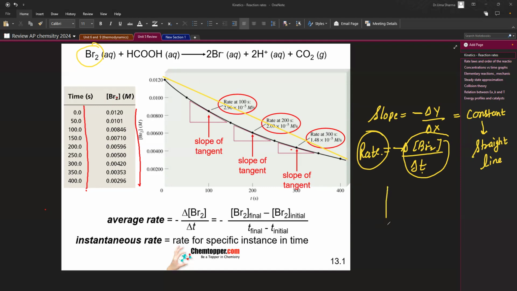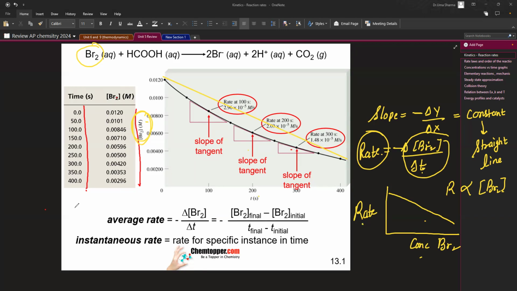If I draw a graph of rate of the reaction, which is this, versus concentration of Br2, the graph will go like this. Now I'm getting a straight line, because rate is directly proportional to the concentration of Br2. This is a different graph, children. This one is concentration versus time, and this one is rate versus concentration. So they are two different graphs.